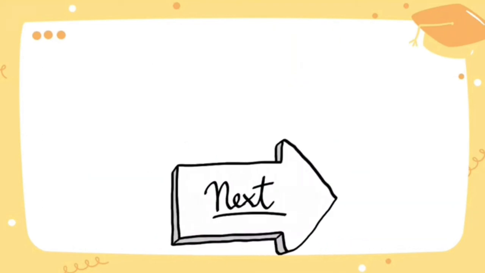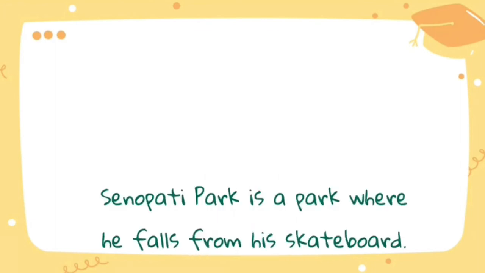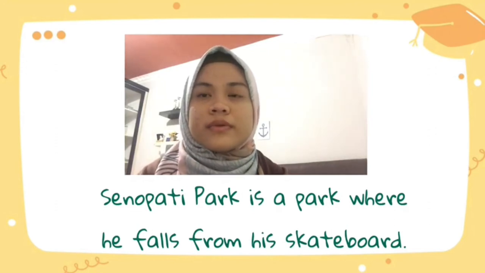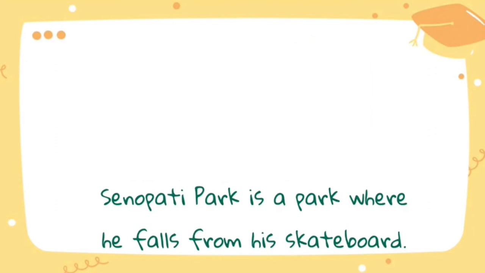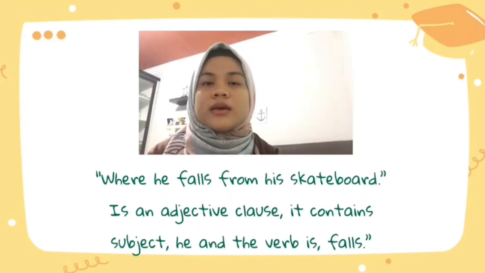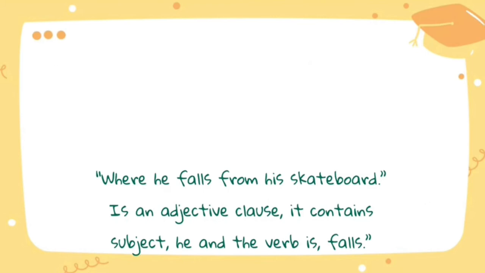Next, third, Senapati Park is a park where he falls from his skateboard. Where he falls from his skateboard is an adjective clause. It contains subject, he, and the verb is falls.